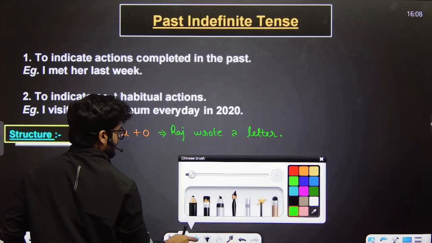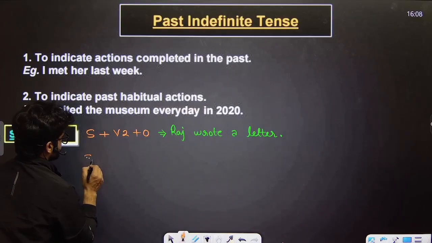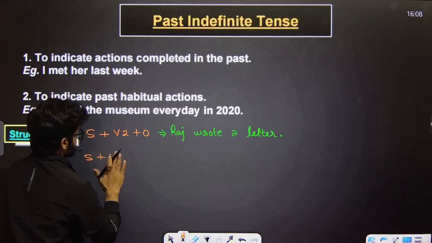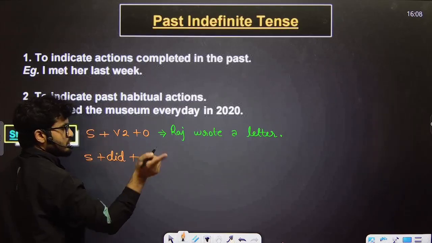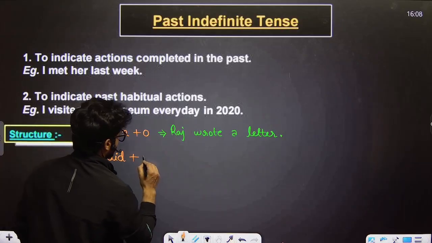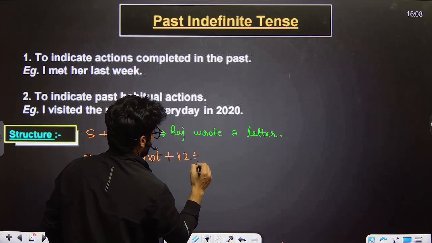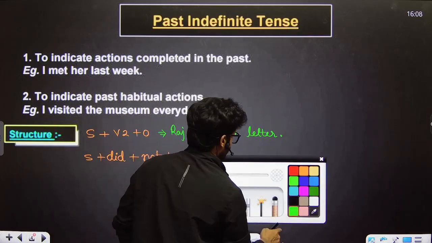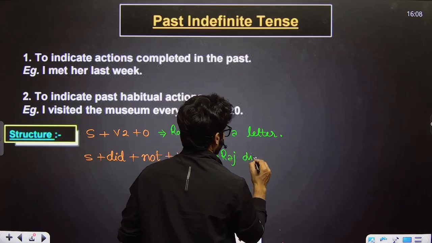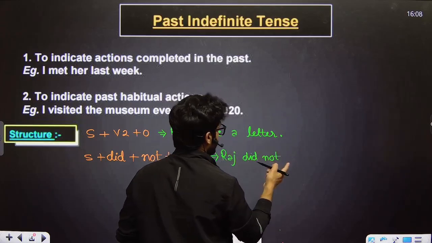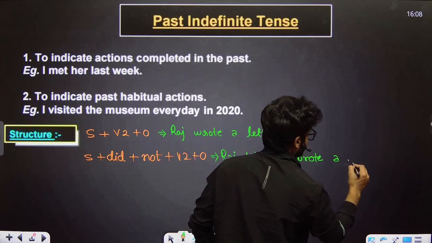And then the negative case: subject, verb 2. Before verb 2 you will write did, the past tense of do, and again you will have not, then verb 2, then object. So it will become: Raj did not, you can use didn't also, did not write a letter.